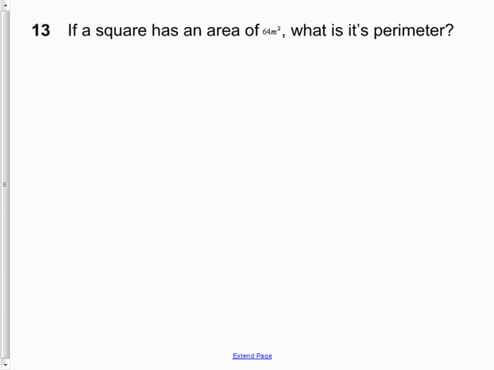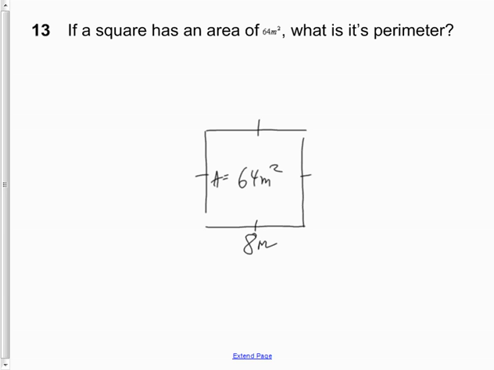Question 13, if a square, I'll draw it, has an area of 64 meters squared, the first thing you should do is just draw it. What is its perimeter? Well, if the area is that, then I know the square root would be 8 meters, and since it's a square, all sides are of equal length, so that's 8 meters here as well, 8 meters here as well, and 8 meters here as well. 8 times 4 is 32 meters. So the perimeter of a square with 64 square meters of area would be 32 meters.